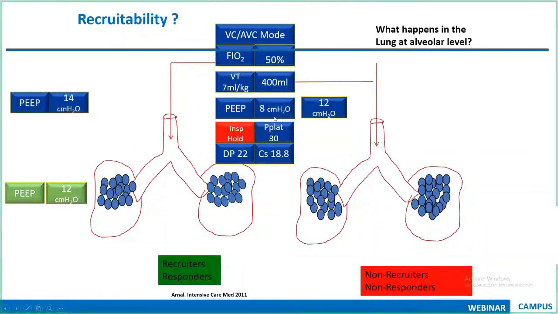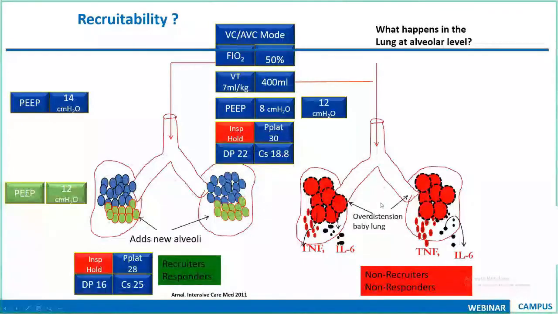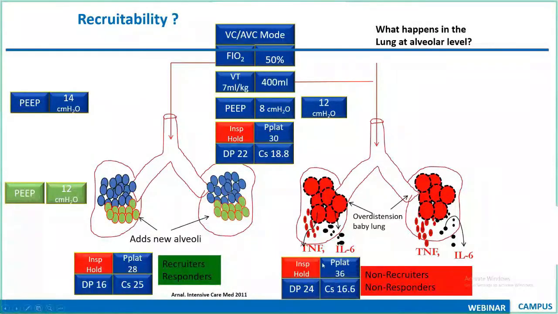For one patient, from 8 to 12, when we are applying PEEP, more alveoli will be recruited in a recruitable lung. But if it is a non-recruitable lung, even the baby lung will rupture, and obviously these patients will have worsening compliance. Here you can see the recruitment, plateau pressures and compliance improving, but here it will be worsening. In this group, when we increased from 8 PEEP to 12 PEEP, the static compliance increased from 19 to 25, and the driving pressure dropped from 22 to 16.